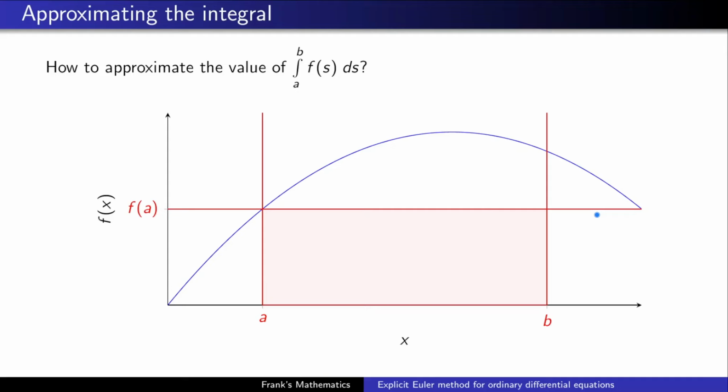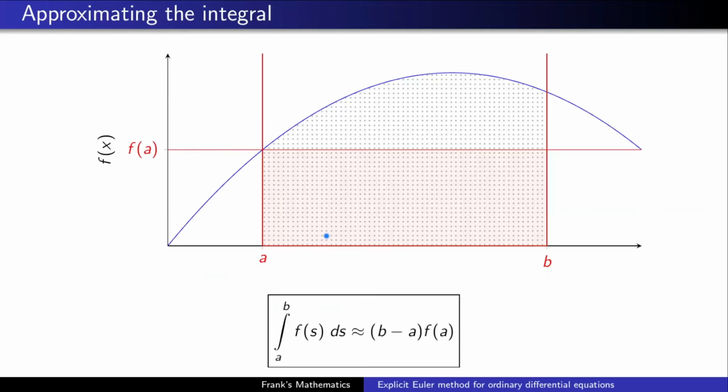What we're going to say now is, okay, we have this red rectangle. This area is something we can compute. This is just b minus a times f of a. And we say, okay, well, this is good enough for us. So the dotted area is the integral we want to approximate, so this is the integral of f from a to b. And we say, okay, well, b minus a times f of a, so the red area, is good enough for our purpose.